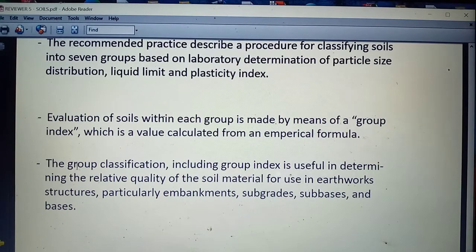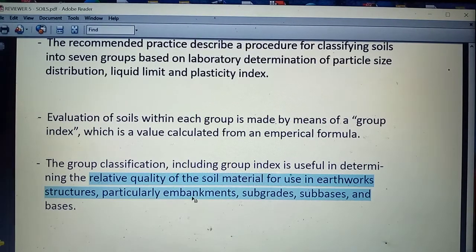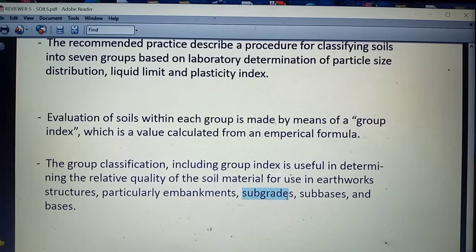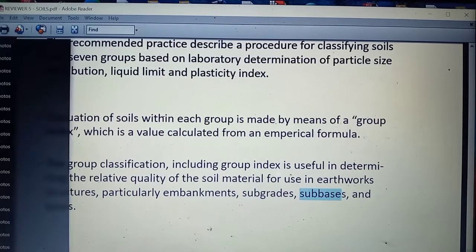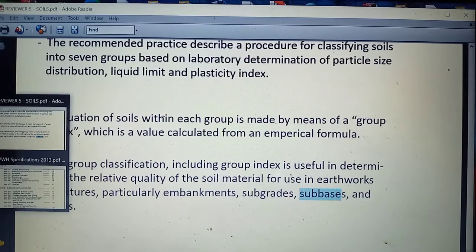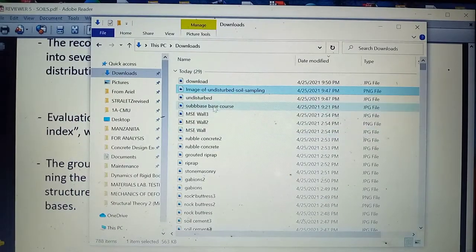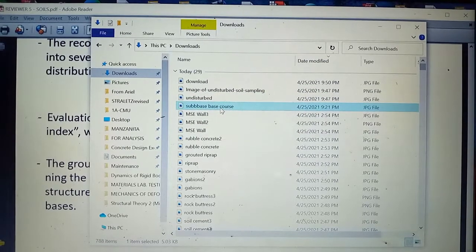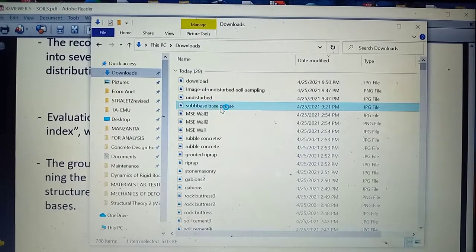So, yung group index o yung group classification, ito yung nagdedetermine ng relative quality of soil material used in earthwork structures, particularly embankments, yung tambak, yung subgrade, yung subbase, or yung ilalim ng base mo, and then the base. Just remember this picture. I-review natin para hindi nyo malimutan.